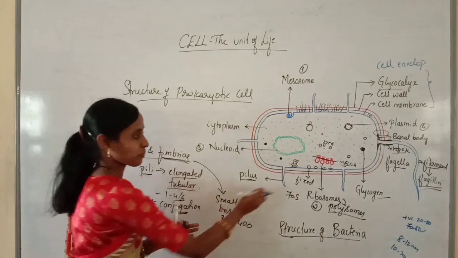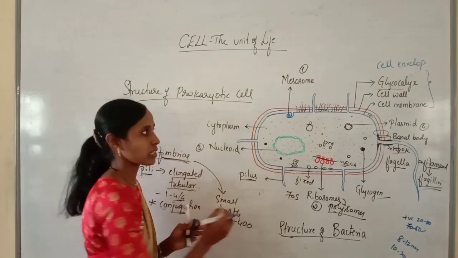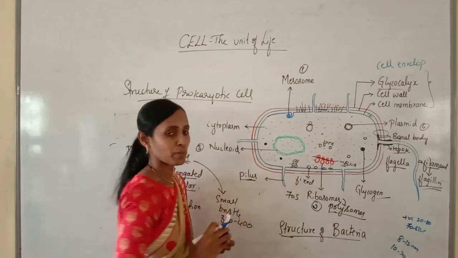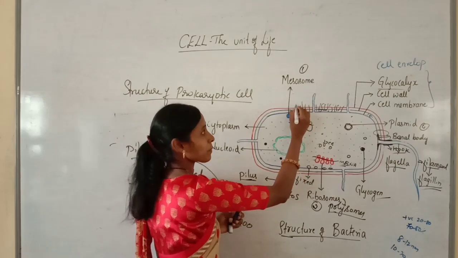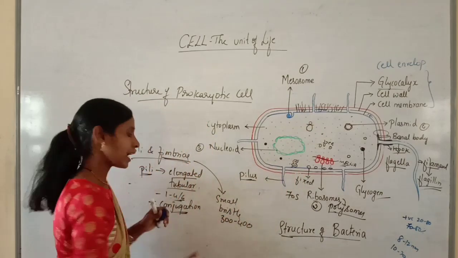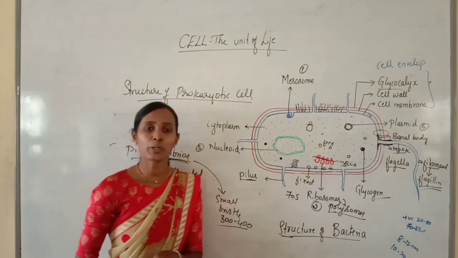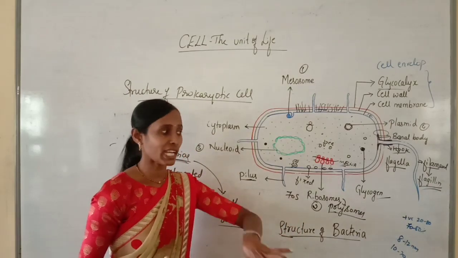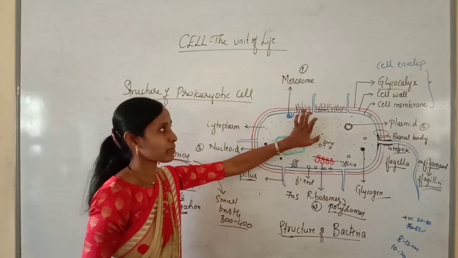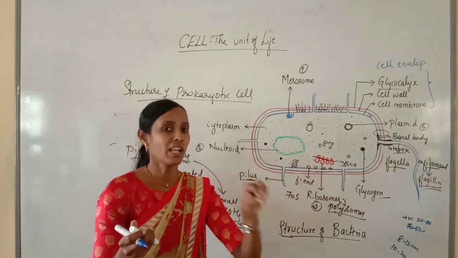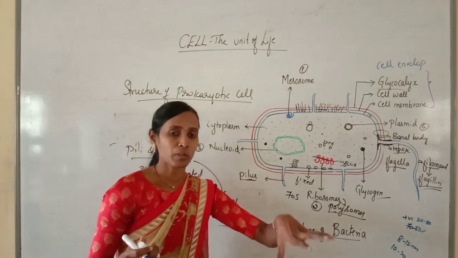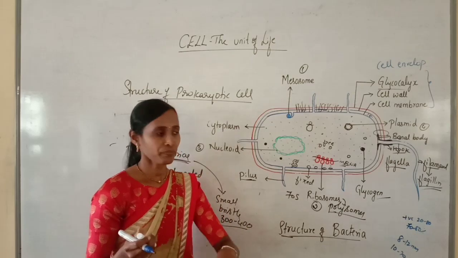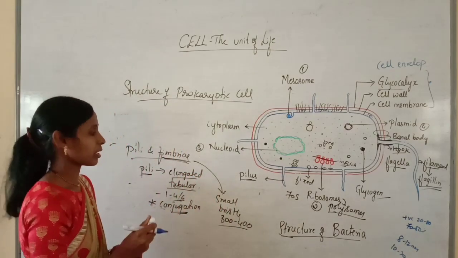Here you can differentiate. These are elongated tubular structures. These are small bristle-like structures. This one mainly takes part in conjugation, but the fimbriae mainly help in attachment to the substratum or attachment to the host organism. If bacteria is attached to the substratum with the help of fimbriae, as there are many extensions and bristle-like structures, they help in attachment to the substratum, but the pili mainly help in the conjugation process. So these are the structures we are able to study.